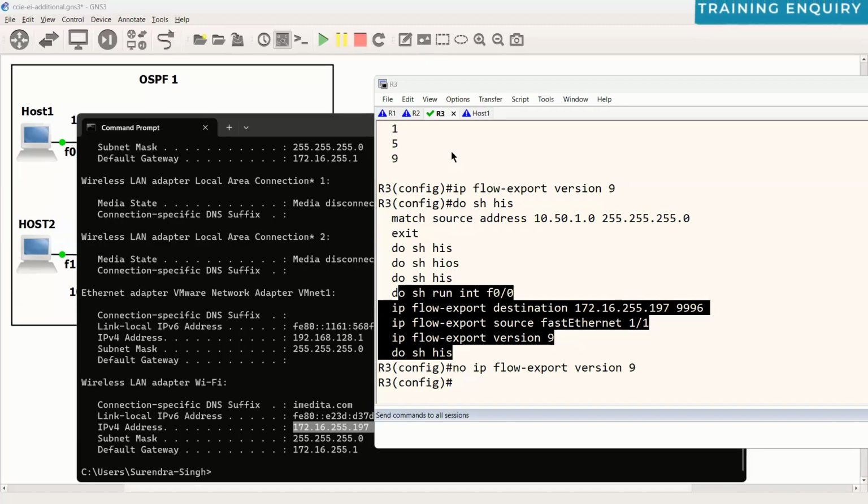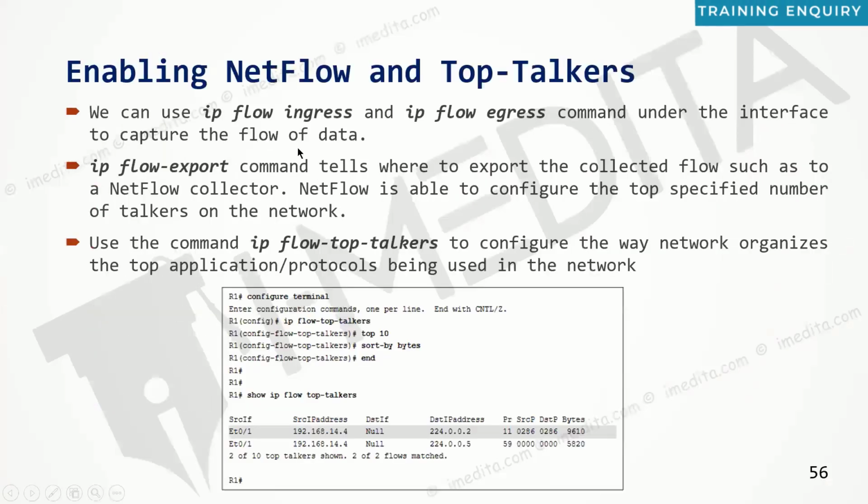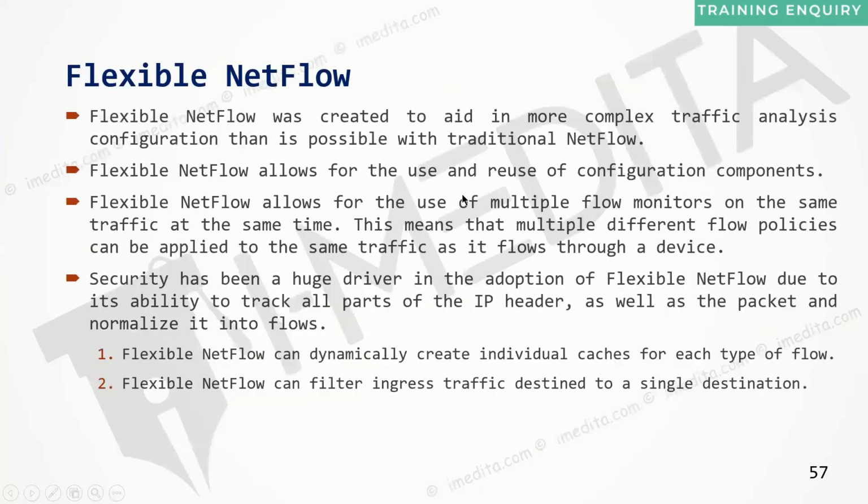This is one way of configuring the NetFlow. This is the very basic NetFlow we can configure. We can configure ip flow ingress, egress, ip flow-export command, top talkers. We can configure show ip flow top-talkers. We can check those things. This is the basic NetFlow that we have configured.